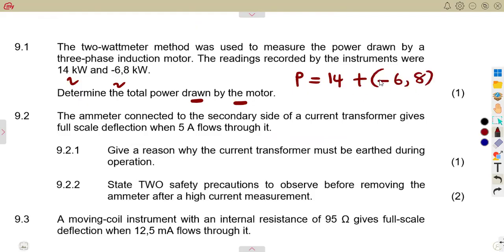So you add negative 6,8 to 14. That is going to be a minus at the end. So that will be 7,2 kilowatts. Remember, these were in kilowatts. So that is it there.